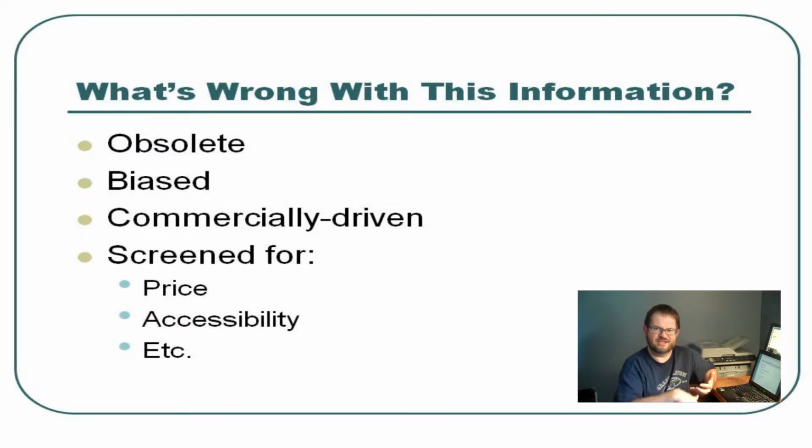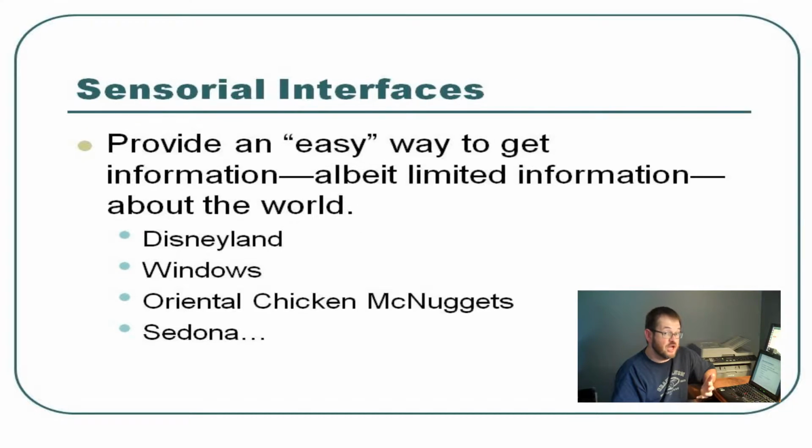Those cowboy scenes, I mean, they had saguaro cactuses in the background. We don't have that in Nebraska. Those stupid hot pockets and stuff. I mean, there were a million ways in which I had taken shortcuts and screened the information in all kinds of ways to create this sensorial interface that a hypothetical student in Cologne could see. These sensorial interfaces provide an easy way to get information, but it's limited information.